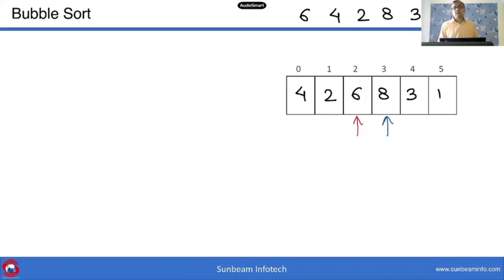Again you continue further, 6 and 8. Now you find that 6 is smaller than 8, nothing much to be done. You continue further. 8 is greater than 3, so 3 is over here, 8 is over here, and again you continue the process. You find that 8 is greater than 1. As 8 is greater than 1, your one pass is completed, and with your one pass completed, you must have observed that the highest element reached the end.